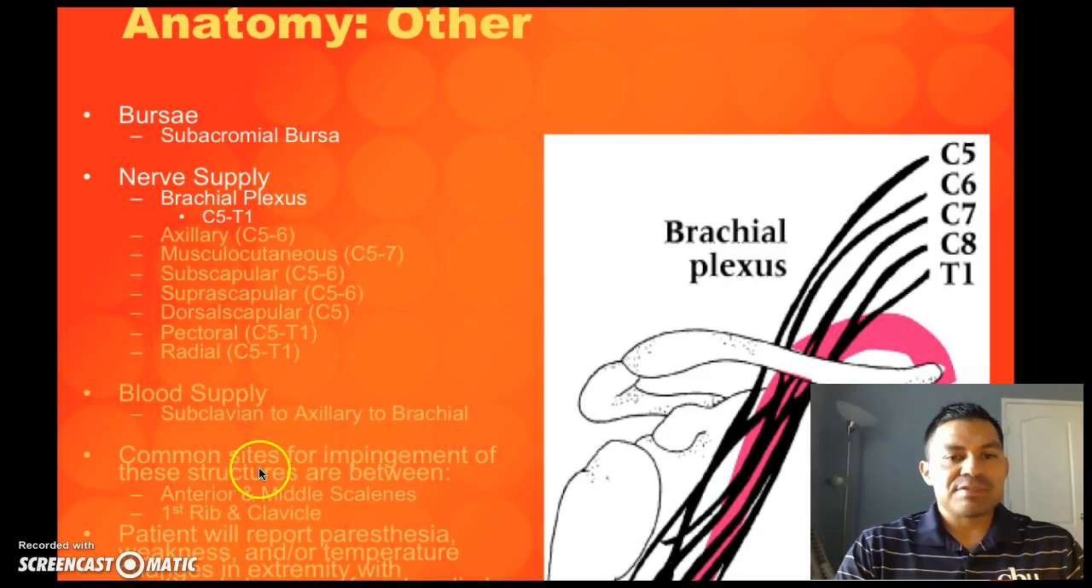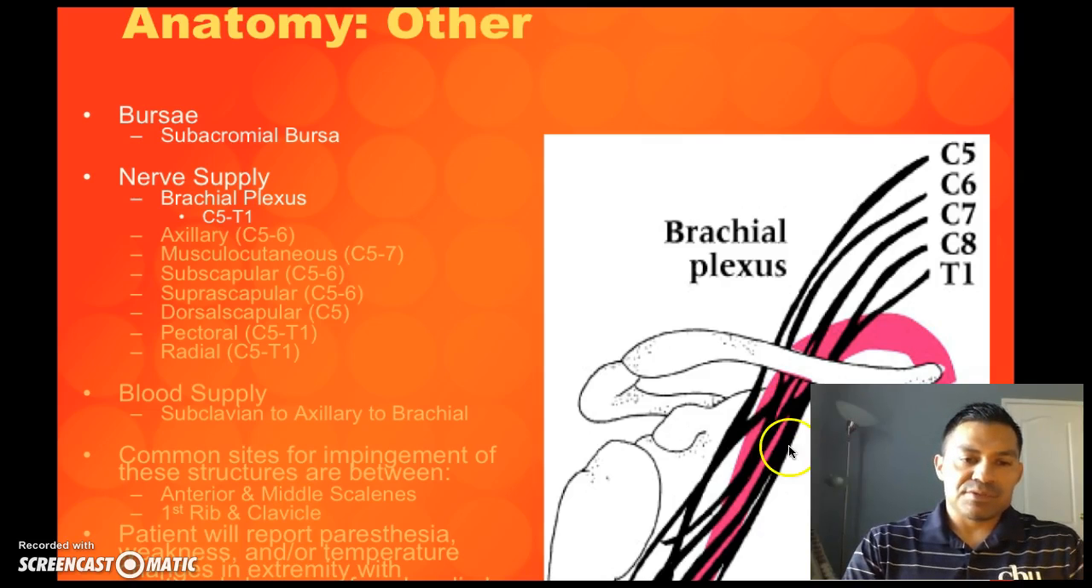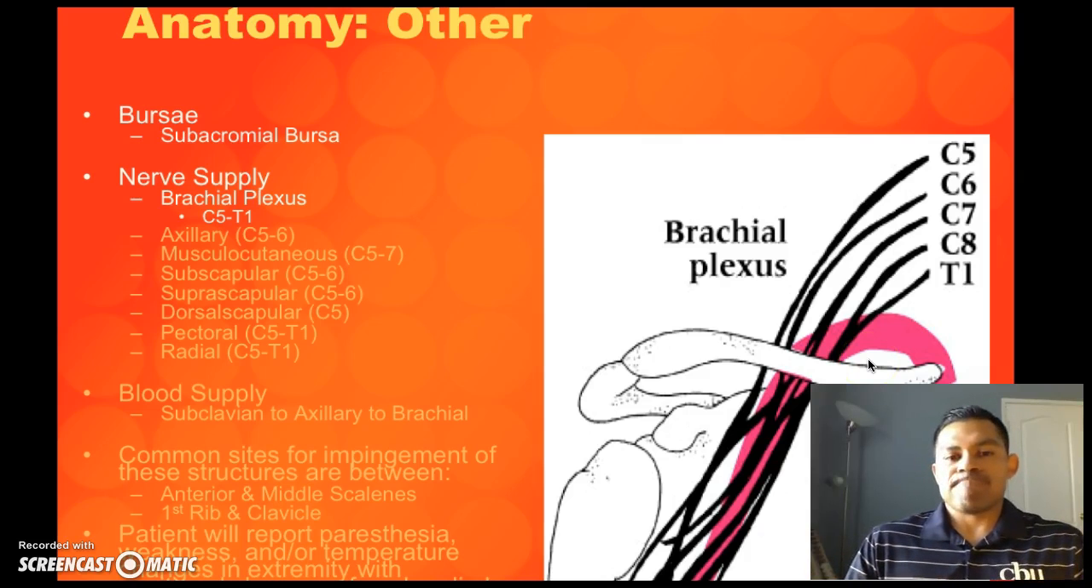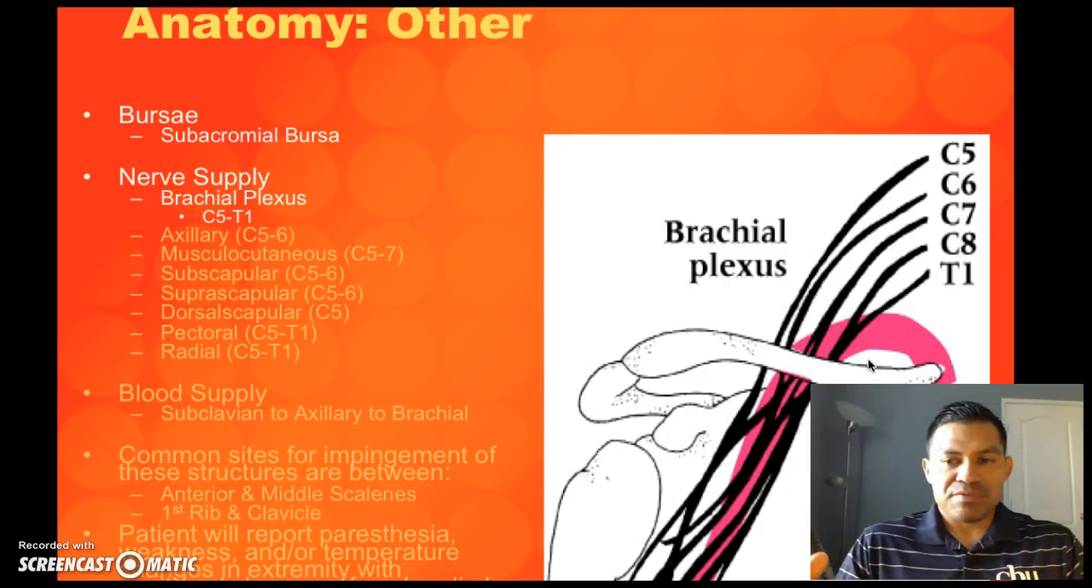Like it says here, common sites for impingement of these structures are between the anterior and middle scalenes, the first rib, and the clavicle. So as you see these nerve roots coming down through here, they can be trapped between the anterior and middle scalenes, and also between the first rib and the clavicle. And there'll be athletes who have a problem with their first rib where it's not rotating correctly, it's not moving right, and that'll start causing some neurological issues. It's typically because their first rib might be a little bit larger or a little bit more hooked than normal people.